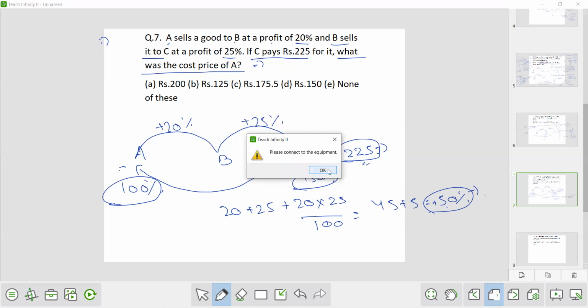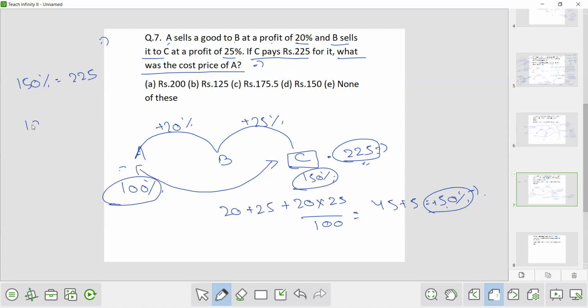So 150% is equivalent to 225. We have to find what 100% is. Here we can cancel in the 3 table and 5 table. So 30 times, and 5 fours are 20, 5 fives are 25. Now this 0 will get cancelled from here. So here this is 15 times, so this will also become 15 times, that is 150.